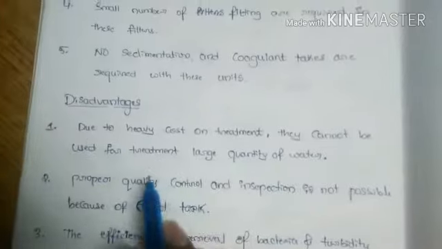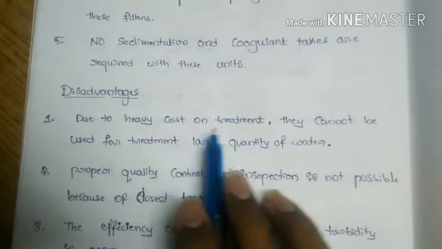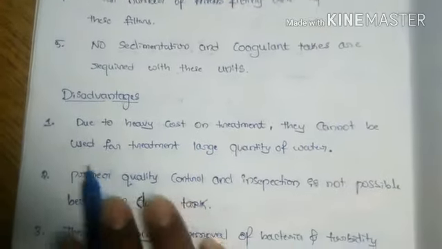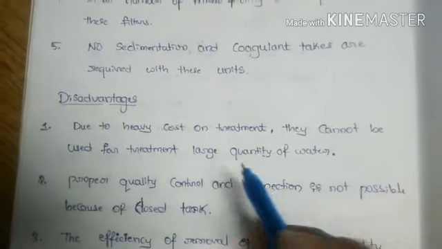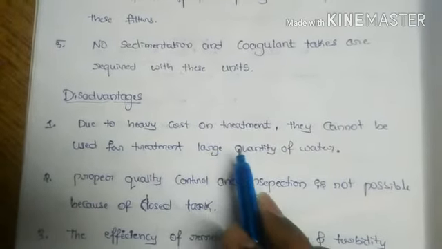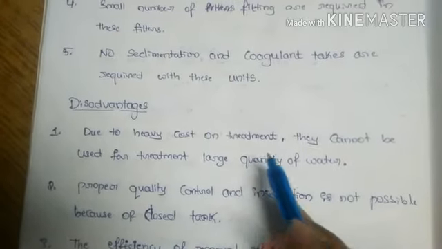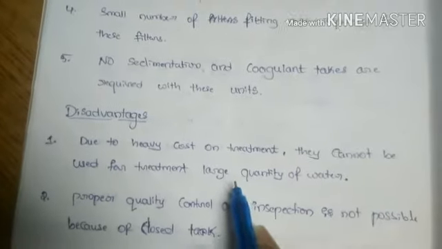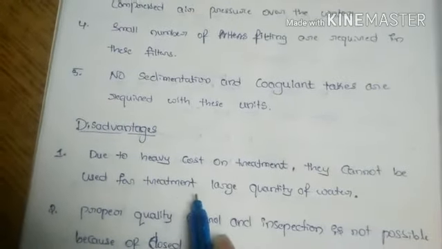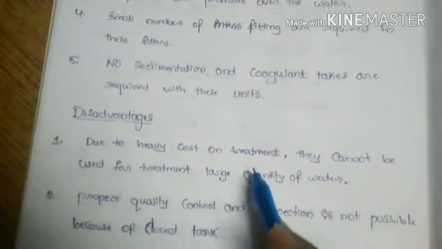Now we study some disadvantages of the pressure filter. Due to the heavy cost of the treatment, they cannot be used for treating a large quantity of water. As you know, it is a very small cylinder. It does not discharge a large amount of water for the society. So the treatment cost is also high and the installation cost is also high.